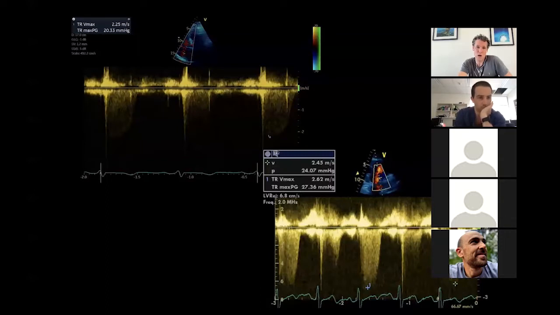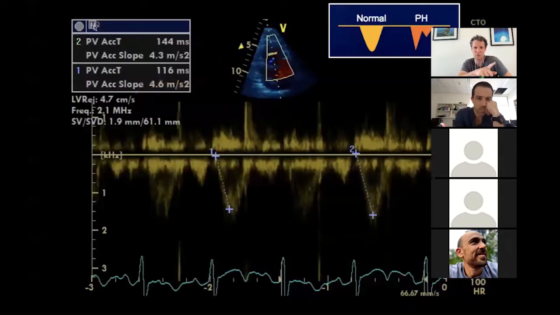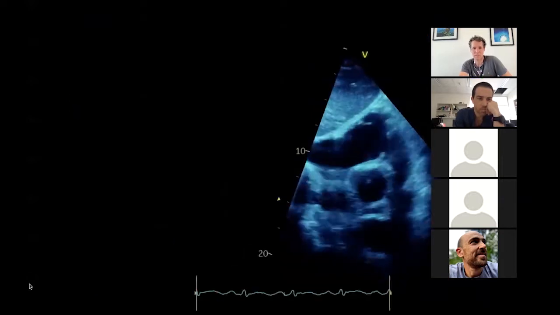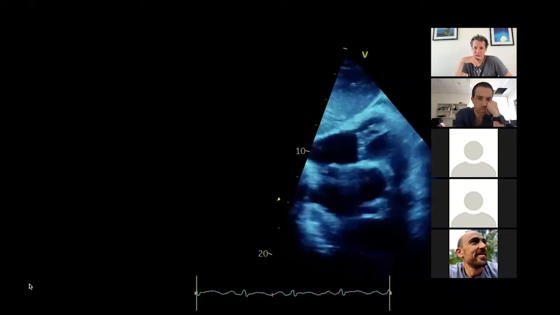When we're looking for TR, search all your views possible; particularly the apical 4-chamber and short axis are my go-to ones. You can get it from the short axis of the subcostal, and I'll show you that in a sec. Pulmonary acceleration time, 140, 116, average them out, greater than 120. Happy days, this is probably normal pulmonary vascular resistance at this stage. I don't know if a lot of you are using this.